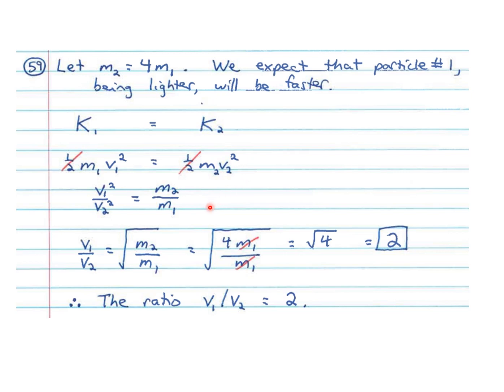So as I go through the algebra, I eventually get V1 over V2 is the square root of M2 over M1. And now I plug in that M2 is 4 times M1. The M1s divide out, and so square root of 4, which is 2. So the ratio of the speeds, V1 over V2, is 2. Particle 1 is going twice as fast as particle 2. And then I go back to what I expected, just to see if it checks out, if it seems reasonable. I had an expectation that particle 1 being lighter will be faster, and yes, here we have that it's twice as fast.